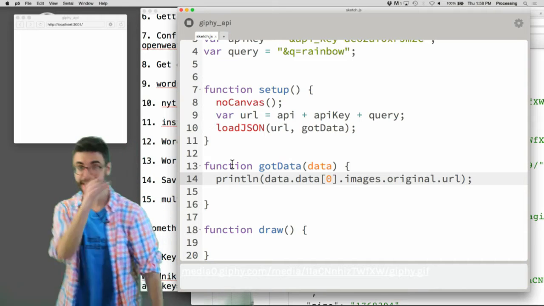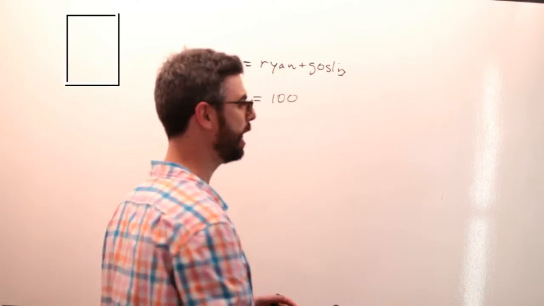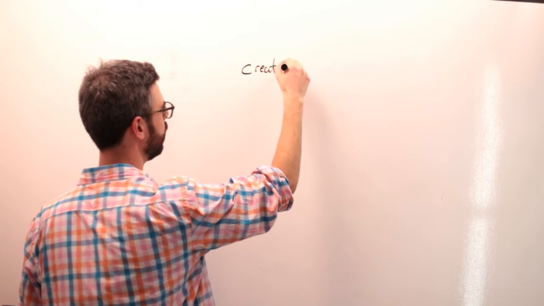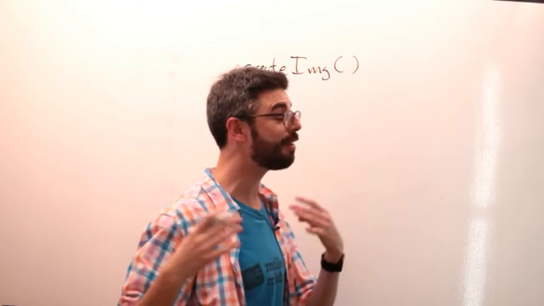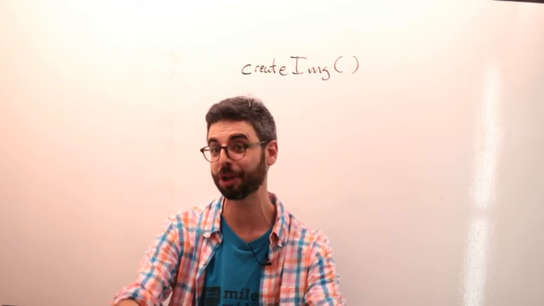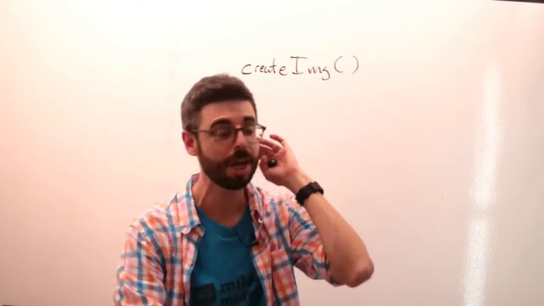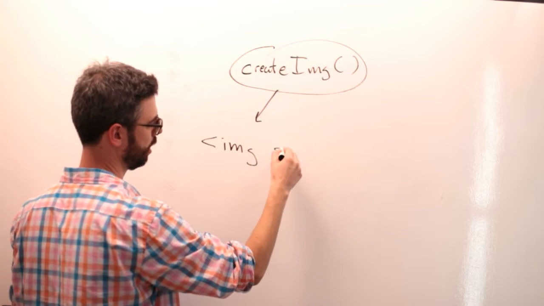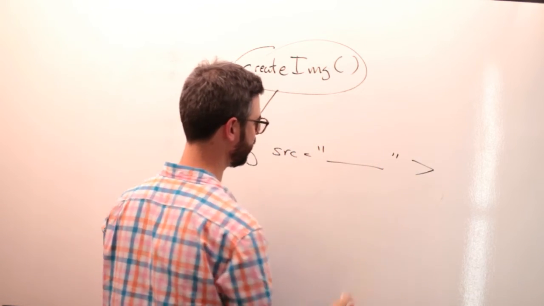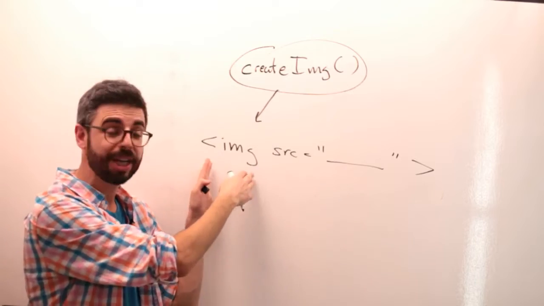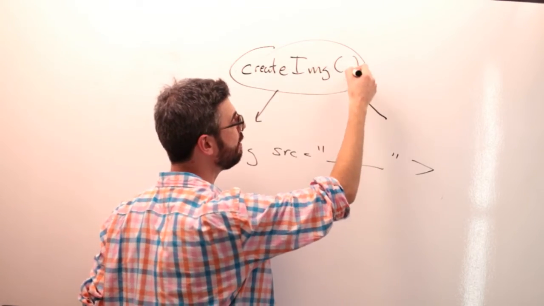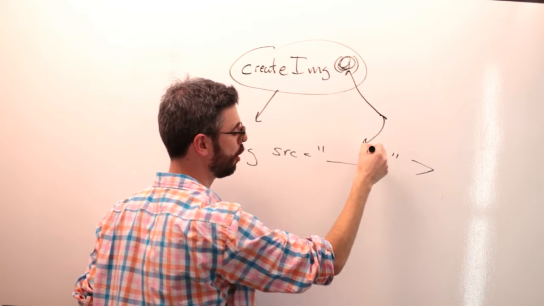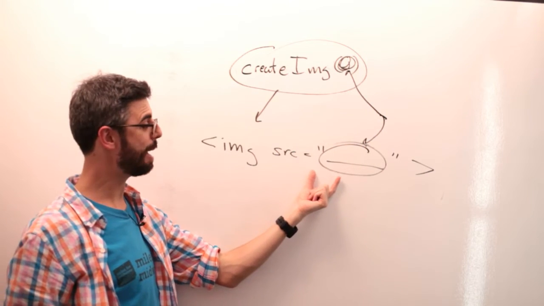So guess what P5 has for you? Oh, this camera's off. One of the functions in the P5 DOM library is a function called createImg. Now there's a lot of different ways of working with images in the browser. You can load them from a file, you can draw them in a canvas, you can mess with their pixels. What this particular function does is it makes an HTML element that looks like this, right? Now there's lots of different attributes and ways that you can configure and style this particular element, but if you give it an argument, that's what becomes the source of that particular image tag.